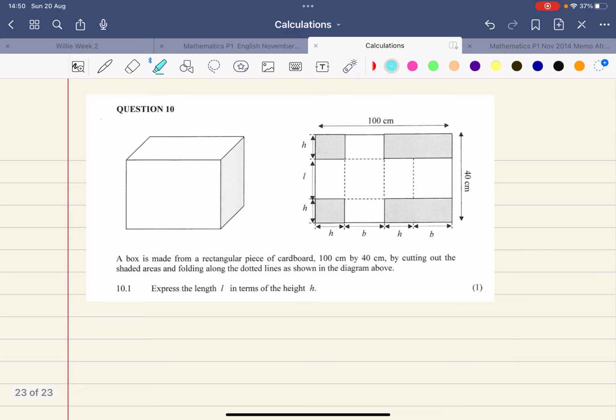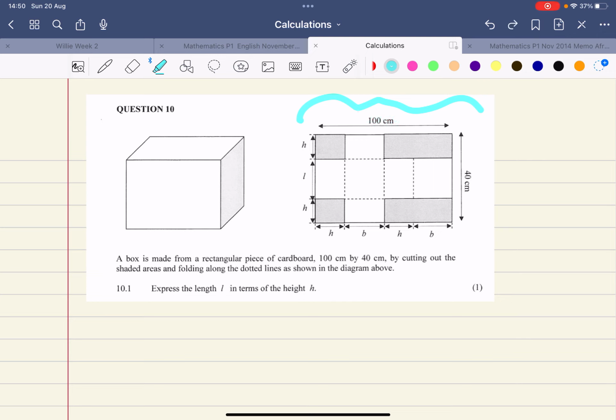Alright, so if we look at our diagram, we see that we have h over here, we have L over here. We also notice that this side is equal to 40 centimeters because we're dealing with a rectangle. We also notice that this side is equal to 100 centimeters. So they're 100 by 40 like we were told.